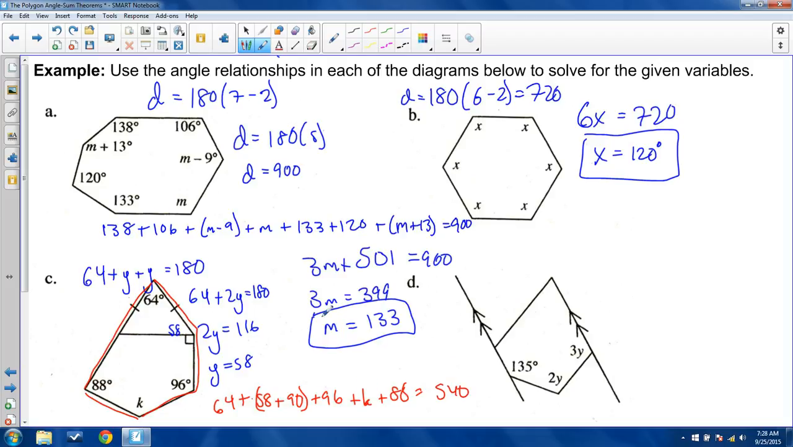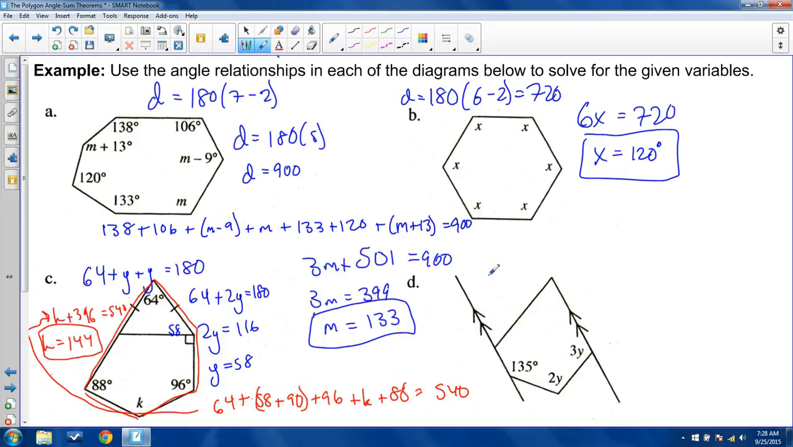Let's go ahead with the calculator again. 64 plus 58 plus 90 plus 96 plus 88 is 396. So going over here, I have k plus 396 equals 540. Subtract 396. I don't trust myself in my head right now. So I get k equals 144. There's the answer to C.